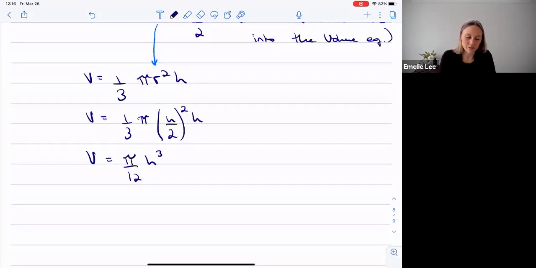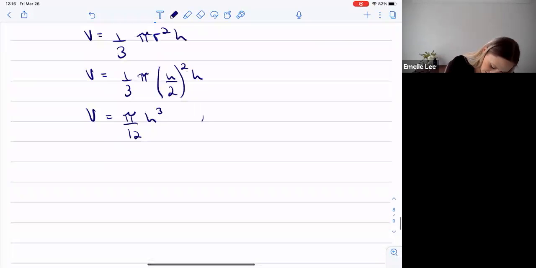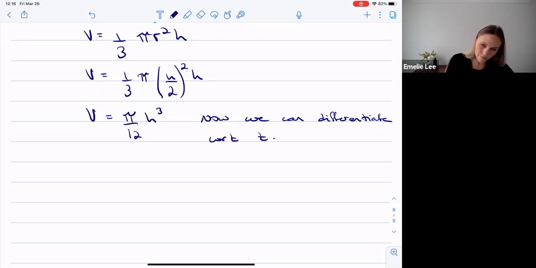And so now we can differentiate with respect to time, right? Because I have dV/dt and I want to find dh/dt, and the only way to get there is if I differentiate with respect to time. So in this one, I'm not going to write out the little steps. I'm just going to do it as if I was doing this problem on my own.